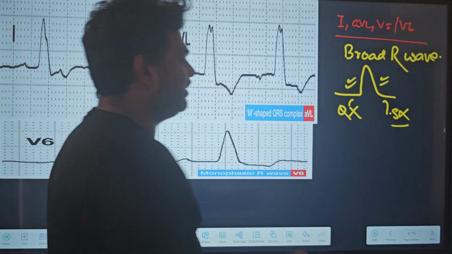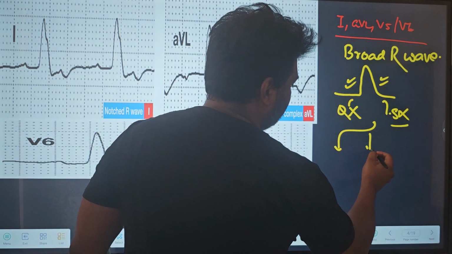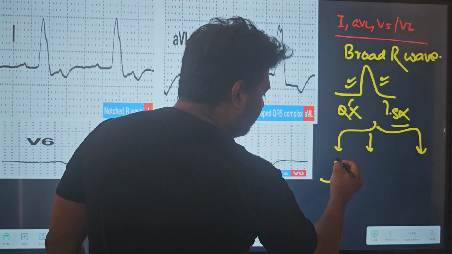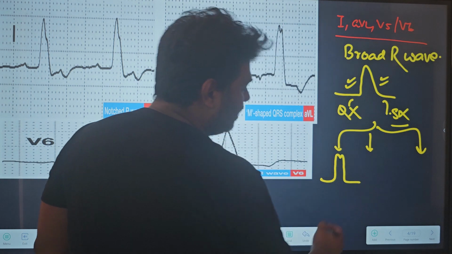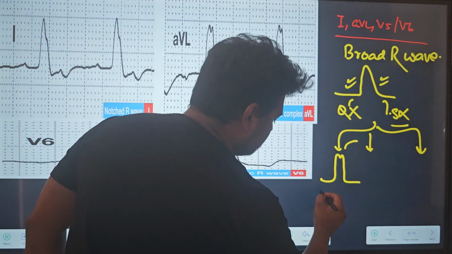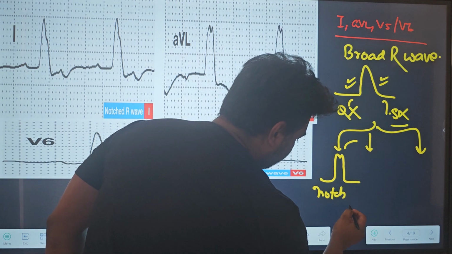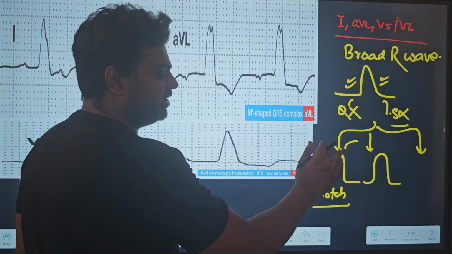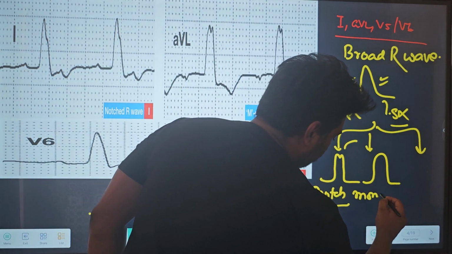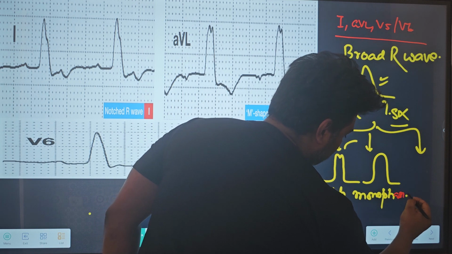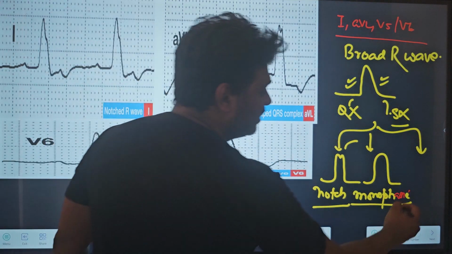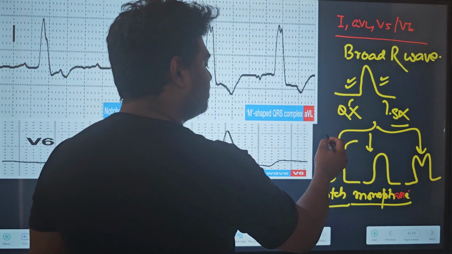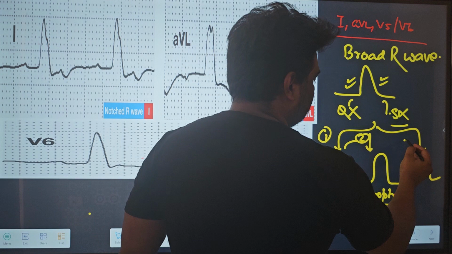Which may have 3 kinds of pattern. Please remember, this can have three kinds of pattern. The first pattern, this broad wave may be notched. It may have a notch. Second, this broad wave has no notching, nothing. So this is known as monophasic R wave. Third, this R wave can have an M pattern. Please remember, these are the three kinds of R wave that you can see.